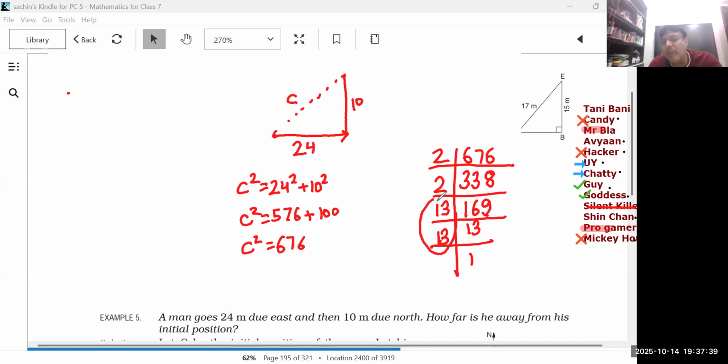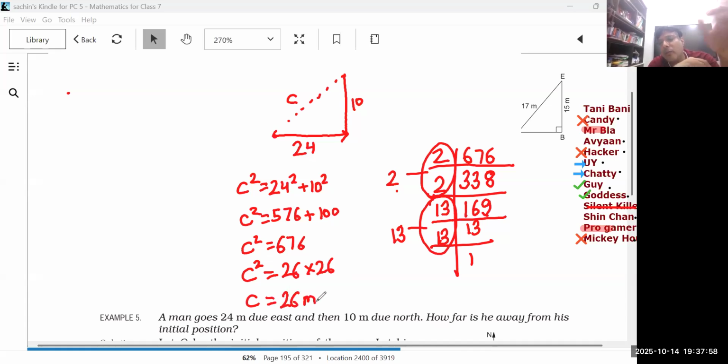So guys, how do we find the square roots? From every pair, we take one factor out. From every pair of 2, we take one factor out. And then we multiply them. So c square is basically equal to 26 into 26. C is equal to 26 meters. That's the way to find out the square root.